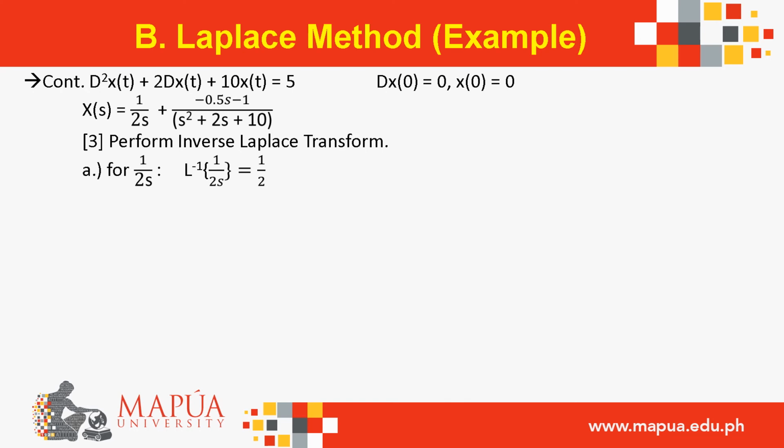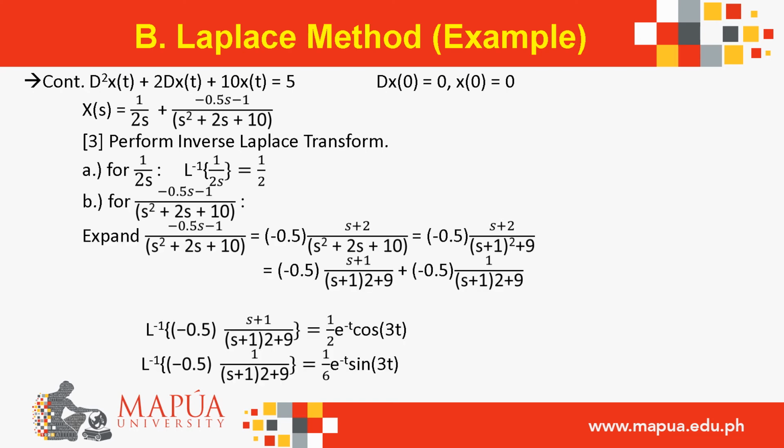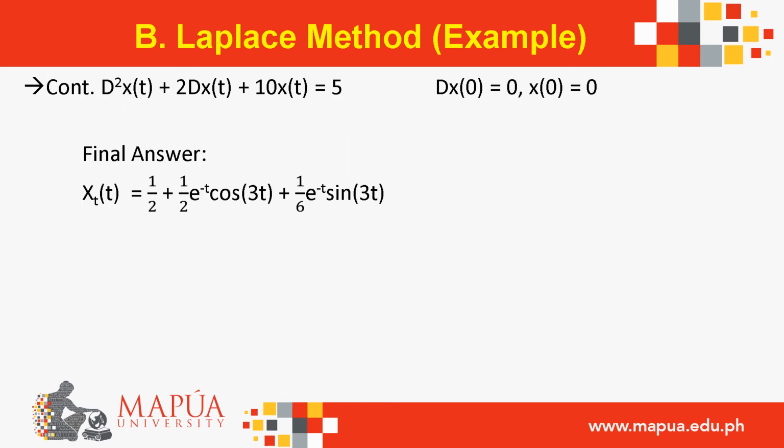For 1 over 2s, the inverse Laplace transform will be equal to 1/2. And for negative 0.5s minus 1 over the quadratic s squared plus 2s plus 10, the inverse Laplace transform will be equal to 1/2 e raised to negative t cosine 3t and 1 over 6 e raised to negative t sine 3t. Having the values, we will now obtain the final answer.